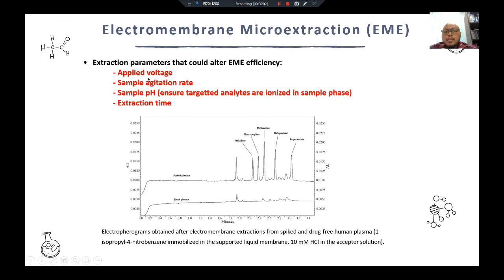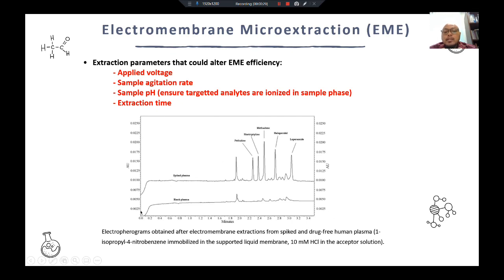Right. So here are the extraction parameters we can adjust. For example, the applied voltage, how much voltage to apply; the sample agitation rate, how you want to stir; the sample pH, depending on your acceptor or donor phase pH; and the extraction time, how long you want to apply that particular extraction method. So a lot of parameters you can alter to determine the best efficiency of EME.